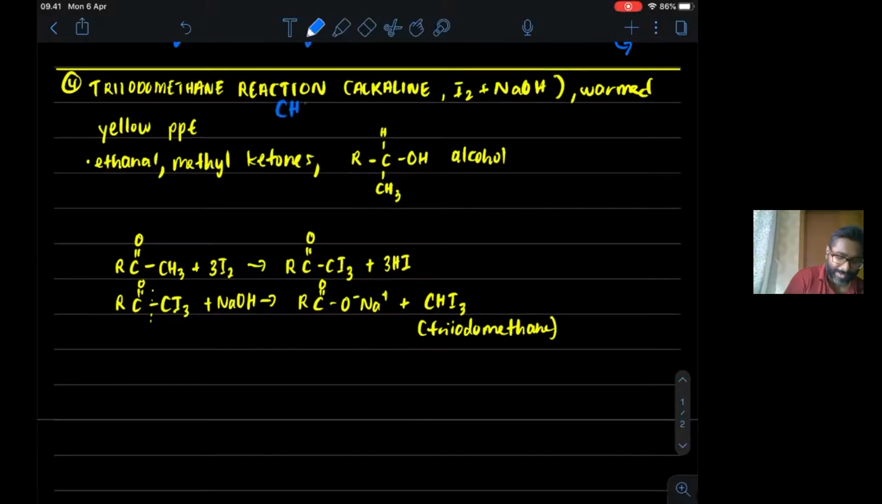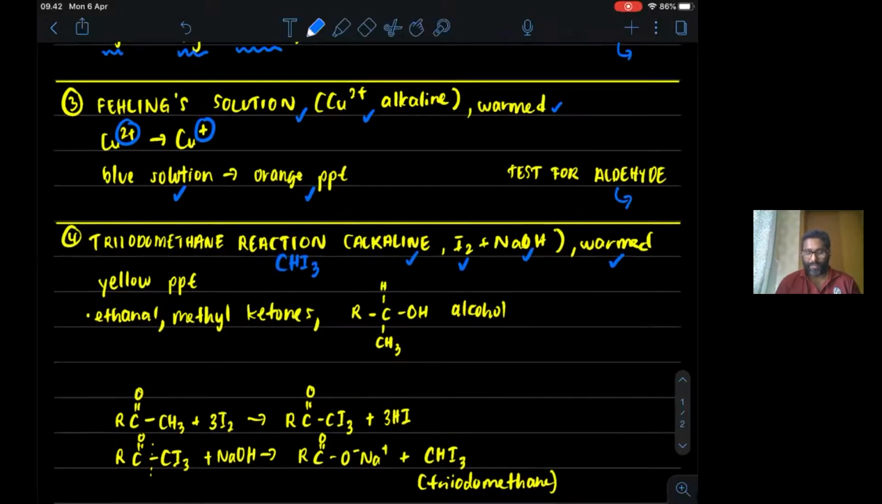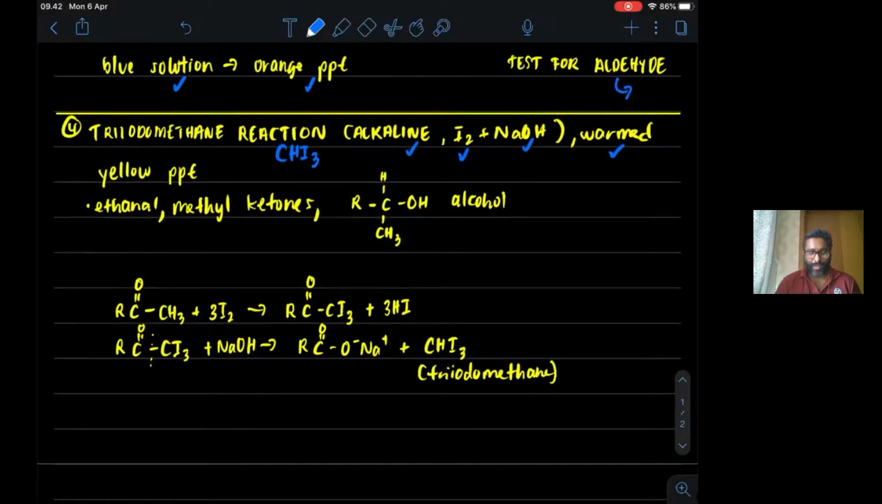For the fourth reaction, it's going to be the triiodomethane reaction. Triiodomethane is CHI3. The solution is a mixture of I2 and NaOH solution, an alkaline solution from sodium hydroxide, and we are going to warm it, like the previous Fehling reaction. It is going to give you a yellow precipitate. The yellow precipitate is an indication that CHI3 is being formed. We can use this triiodomethane reaction for ethanol, for methyl ketones, or for alcohols that have the CH3CH(OH) group over there. So we can use it to test.